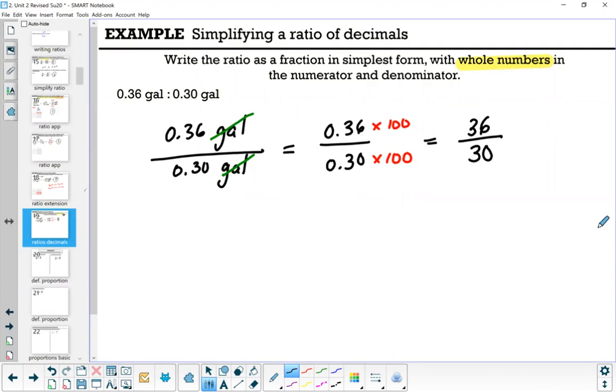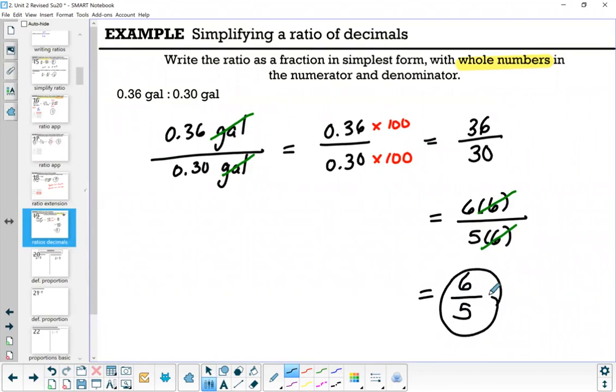And I could reduce this. So 36, let's see, common factor is 6 times 6, let's do that. And 30, 5 times 6. So the common factor is 6. So my ratio is 6 to 5. So what this is saying is 0.36 to 0.30 equals 6 over 5. These are equal.